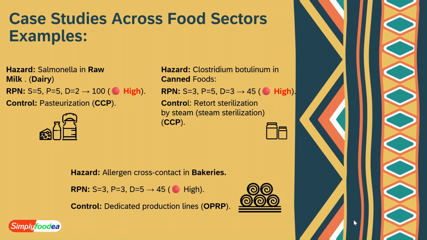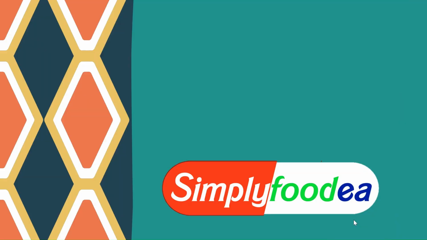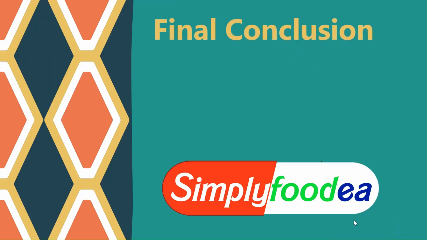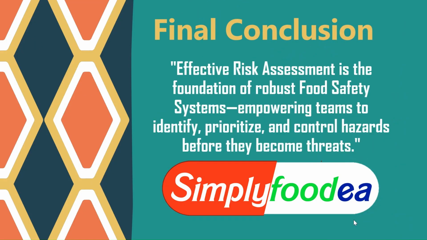So finally, each industry has its own situation, but you must train yourself on the 3D risk assessment criteria. As a final conclusion, effective risk assessment is the foundation of robust food safety systems, empowering teams to identify, prioritize, and control hazards before they become threats.